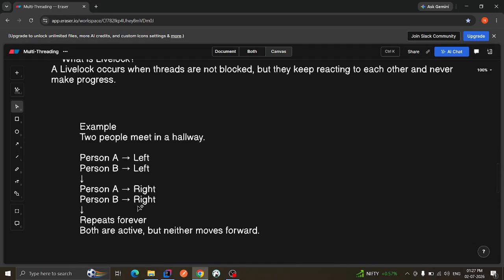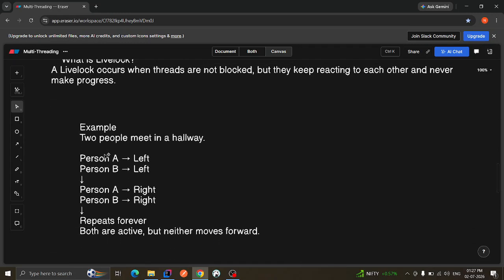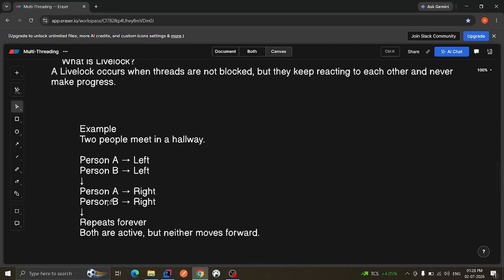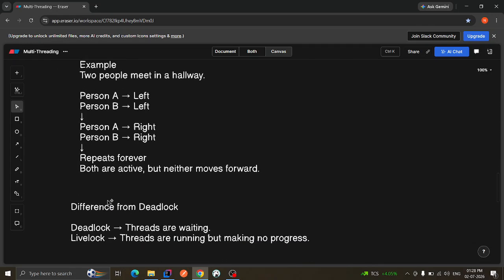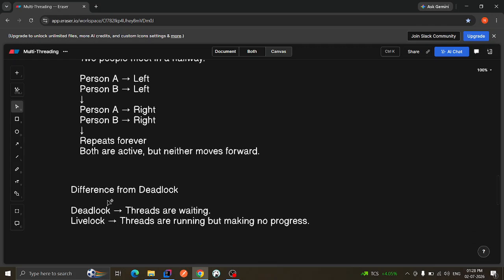Here is an example. Imagine there are two people, they meet in a hallway and person A turns left, now person B also turns left, and if person A turns right, person B also turns right. That means they keep reacting to each other and both of them are active and neither of them moves forward. That means there is no progress. This situation we call livelock. And why is it different from deadlock? In deadlock the threads are blocked and in waiting status, but in livelock the threads are running but they are not making any progress.